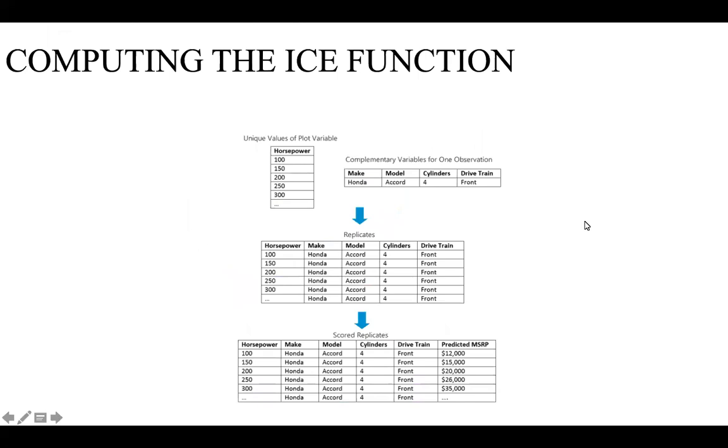How these ICE functions are computed is we again compute the unique values of the plot variable, and suppose this is a randomly selected observation. Then for different values of the plot variable, we replicate the same observation, and we predict the retail price for different values of horsepower, and then we plot the individual conditional expectation.